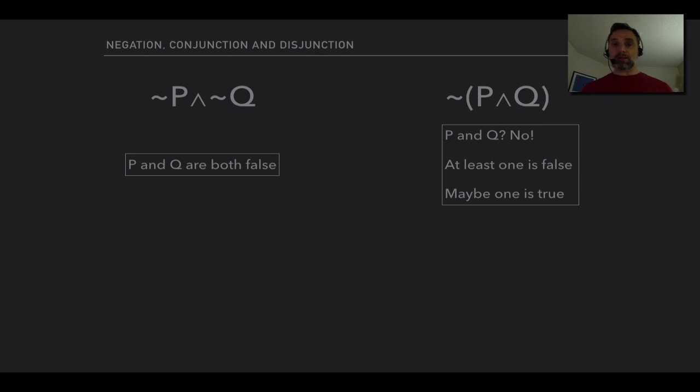Okay, so let's look at the entailment relations between these two sentences. Let's first suppose that negation P and negation Q is true. That means that negation P is true.